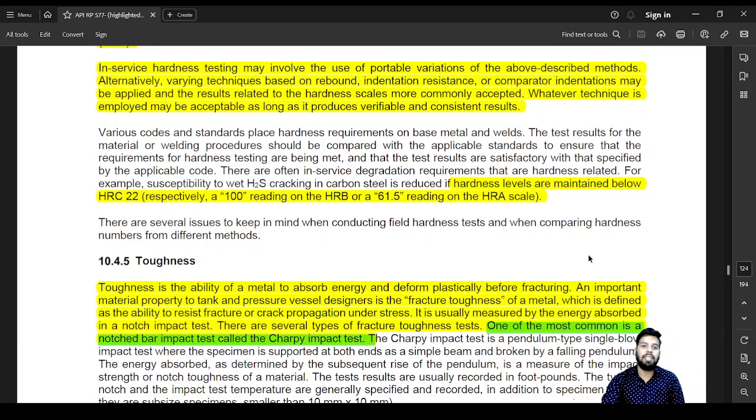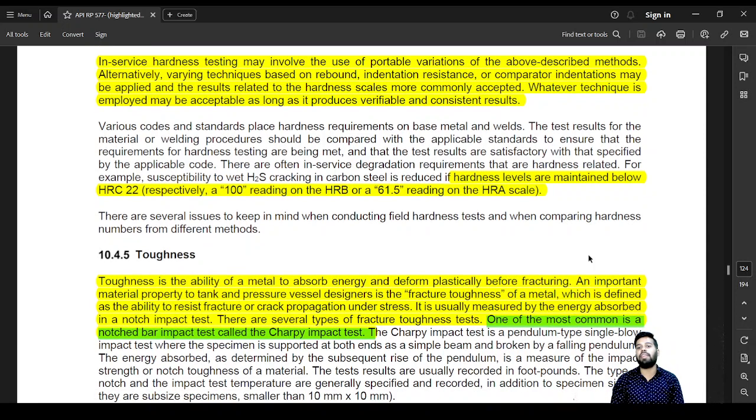In-service hardness testing may involve the use of portable variations of the above described methods. Generally, a portable hardness tester is available. Alternatively, varying techniques based on rebound, indentation resistance or comparator indentations can be measured and may be applied, and results related to the hardness scales are more commonly accepted. Whatever technique is employed may be accepted as long as it produces a verifiable and consistent result.